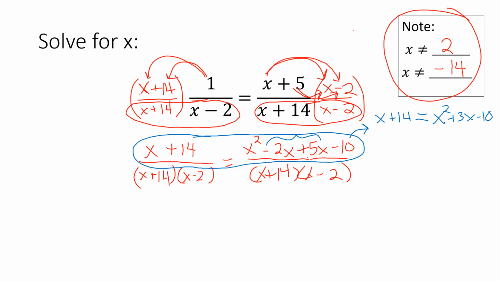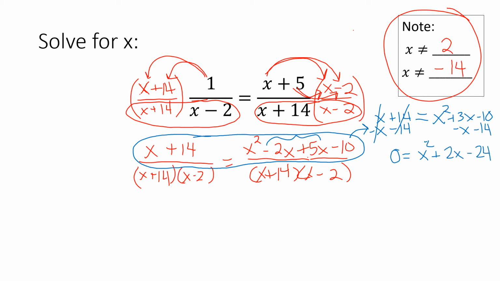So I'm going to move everything over to one side. So this x, I'm going to subtract x and move it over here with the other x's. And the plus 14, I am going to subtract 14 and move it over here with that negative 10. That leaves nothing left over here. So I've got 0 equals x squared plus 2x minus 24.